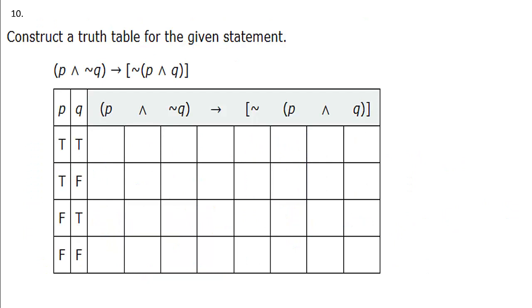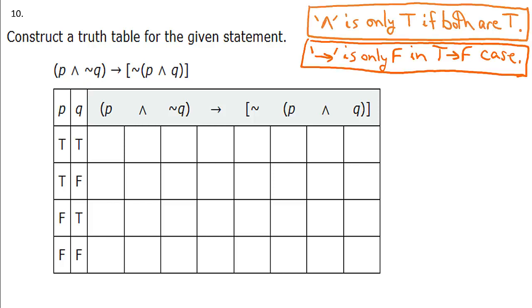Number 10, construct a truth table for the following statement. They built the truth table for you and put in the p-value and the q-value for the p column and the q column, so you need to finish it out. The first thing I would do is remember that in my statements, we're using an and and we're using an implication, so I would put those up. And is only true if they're both true, and the if-then, or the implication, is only false in the one case where p is true and q is false.